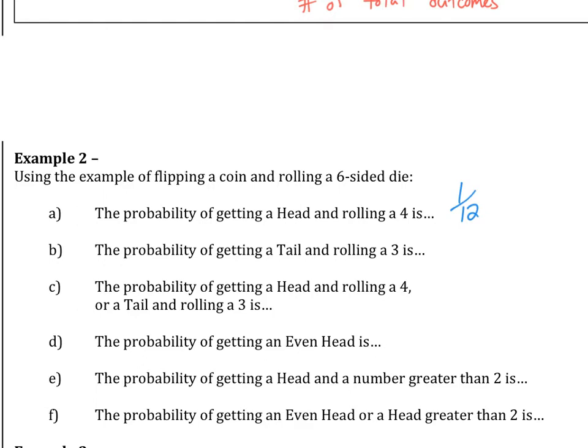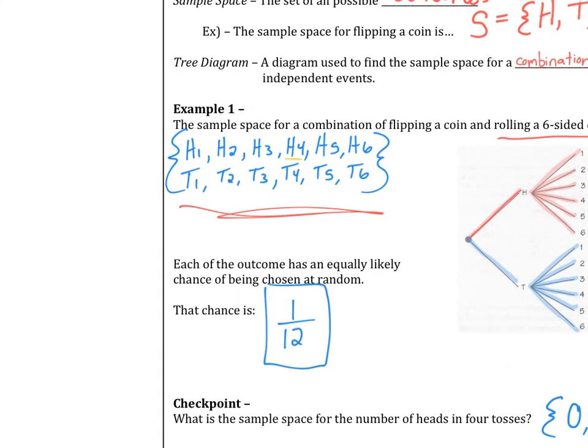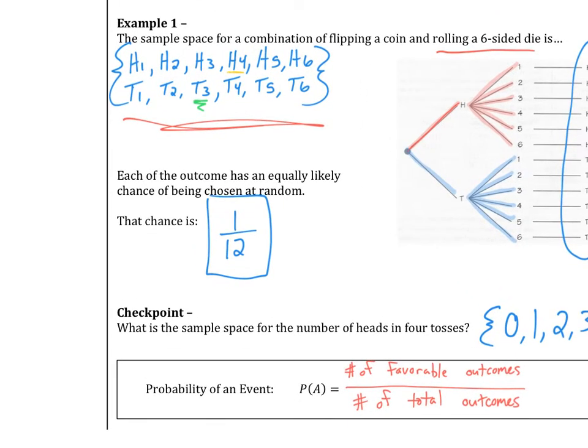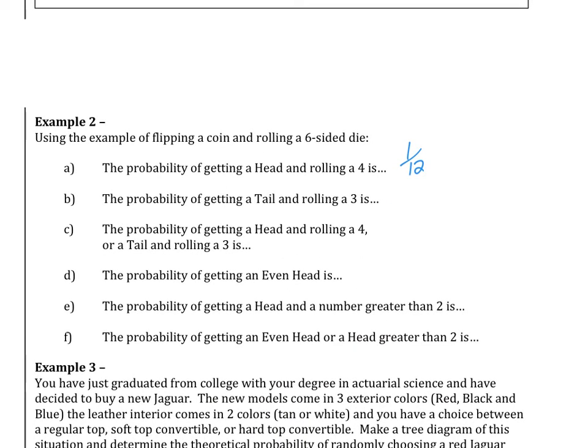What is the probability of getting a tail and rolling a 3? So tails and a 3, there's only one of those where you get a tail and a 3. So that's, again, 1 out of 12. Because there's 1 tail and 3, and there's 12 total. The favorable outcome would be tails and a 3. The total outcome is 12 total, so it's 1 out of 12.